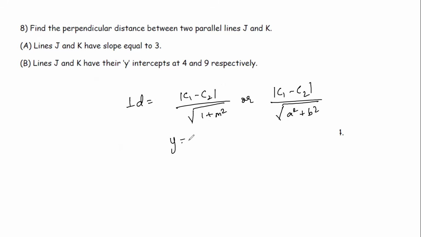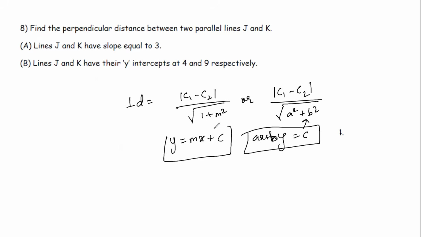So this is the formula to be used when you have the equations written like this, and this is the formula to be used when you have the equations written like this. Ax plus By equal to C form, use this formula. If you have the equation in this form, use this formula. I prefer this one. It doesn't matter. It's just the same thing at the end of the day.